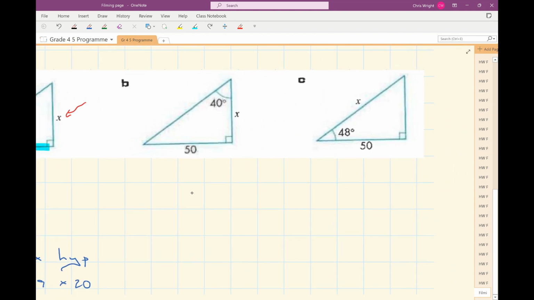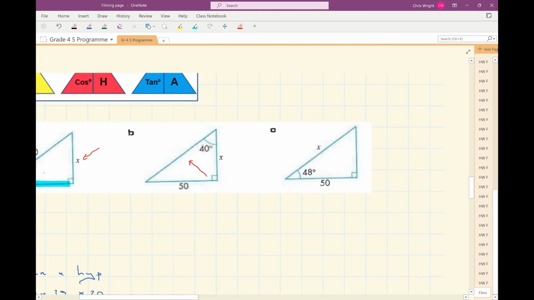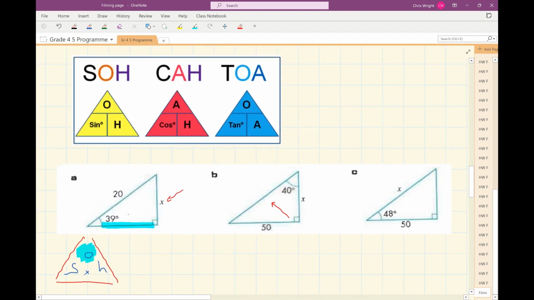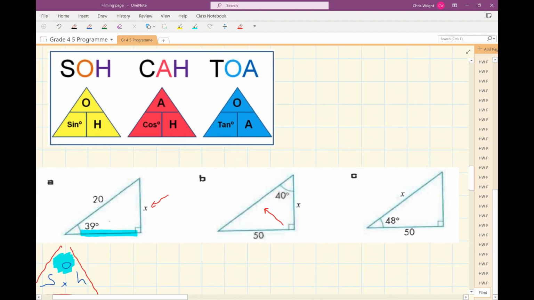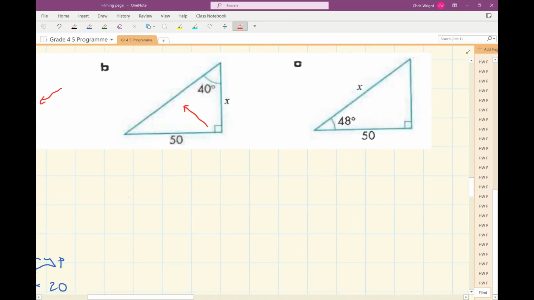The first question we're going to ask ourselves is which side is not involved, and then we're going to ask ourselves which side are we trying to find. Now, the side which is not involved here is the hypotenuse. So looking at my formula triangles here, which one does not include the hypotenuse? Answer TOA. So I'm going to be using tan. So I write TOA. And now I ask myself, which side am I trying to find? Well, the missing side we're trying to find is this one here, which is labelled X.